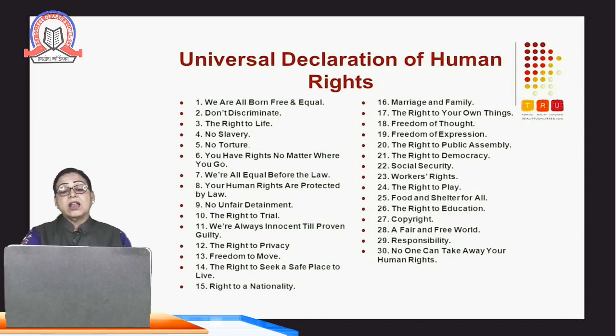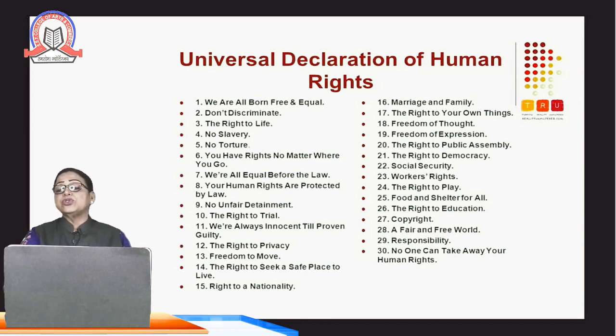We have the right to seek, to demand a safer place to live in protection. Right to nationality, the right to a particular nationality. It is our right to get our nationality identity. Marriage and family. It is a very important and simple part of life that everybody has the right to get married and create or generate his family.